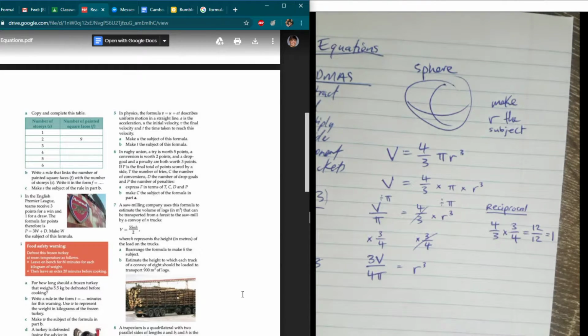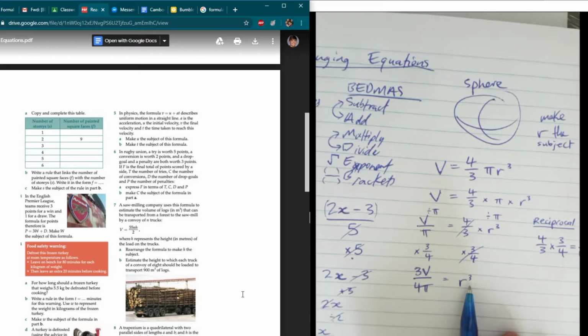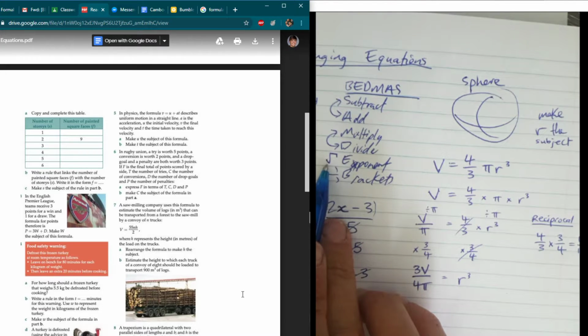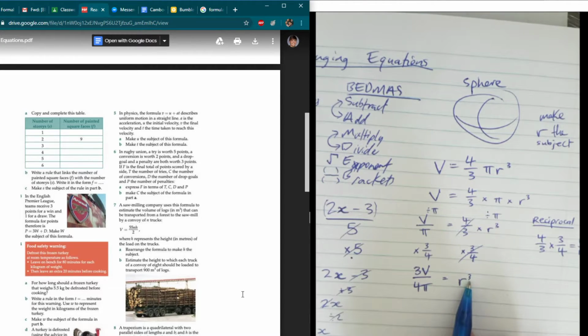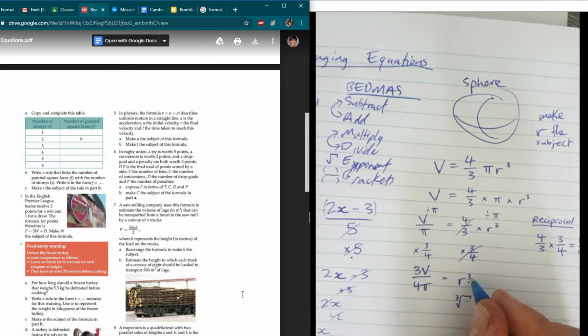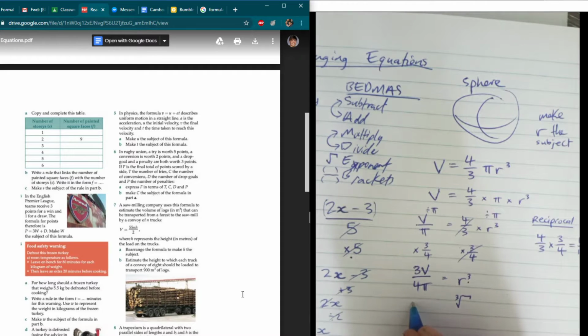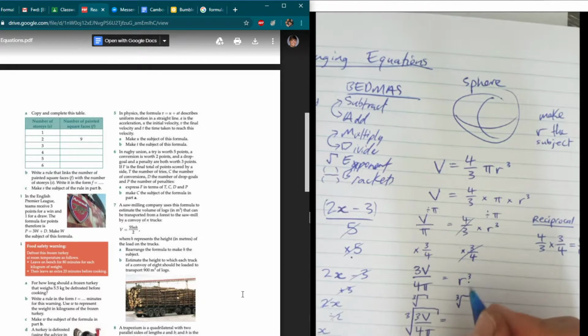Now, what's the opposite of an exponent? The opposite of an exponent is a root. Not necessarily a square root, because actually this time it's a cube root. So if we cube root this side, it will get rid of r cubed. So we have to keep it equal. So we're going to have to cube root that side as well. So that ends up being a really big cube root, 3v on top over 4 pi on the bottom. And these things cancel each other out. So then we've isolated r.